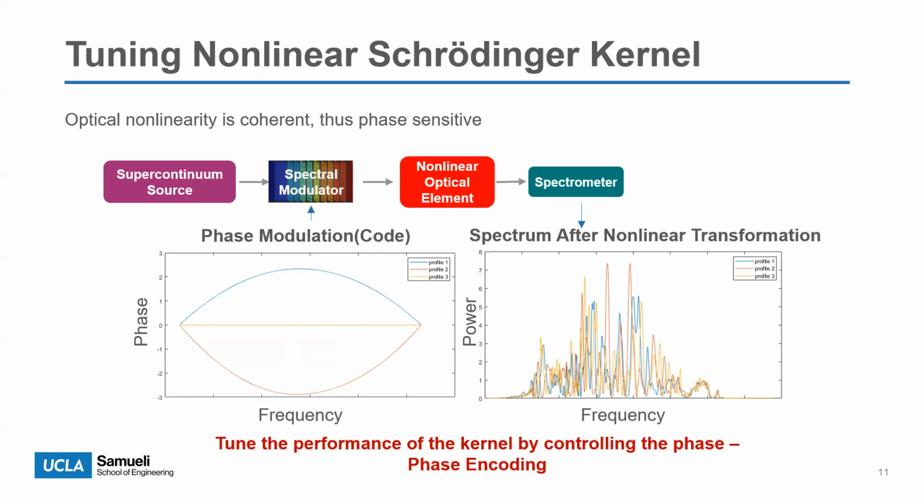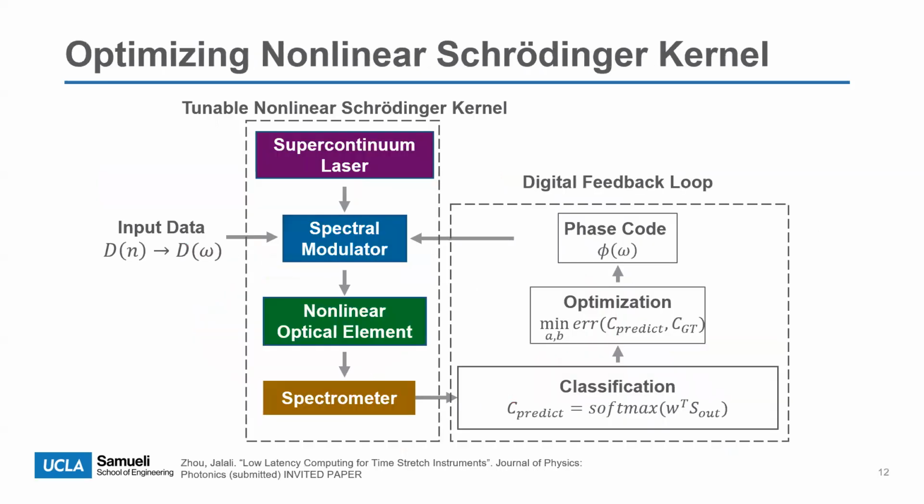Here, we modulate 3 different phase patterns onto the same supercontinuum laser pulse, send them through the nonlinear optical element, and look at the output one by one. The data collected by the spectrometer shows that different phase patterns lead to different nonlinearity. Therefore, we can tune the nonlinearity of the kernel by controlling this phase, and we call this approach phase encoding, and subsequently, we call the phase pattern the phase code. Now, using phase encoding, we can build up a closed-loop system to optimize the performance of the nonlinear Schrödinger kernel.